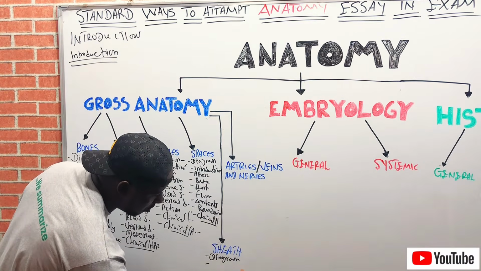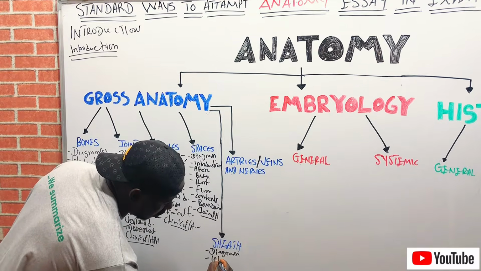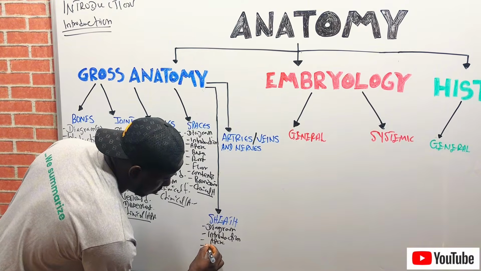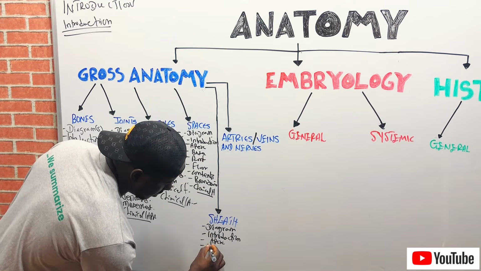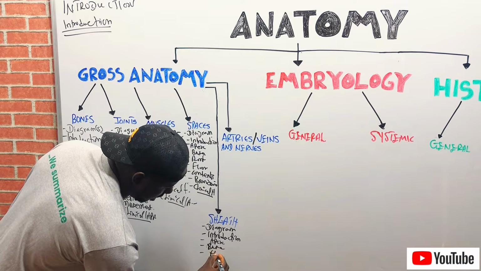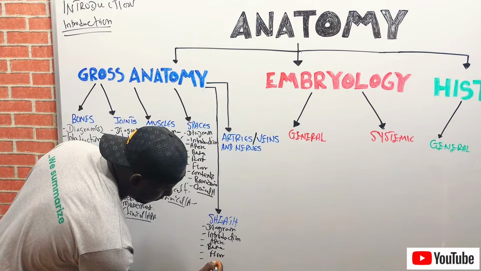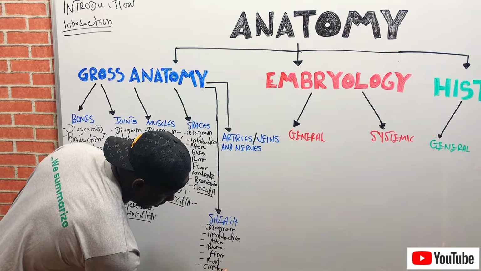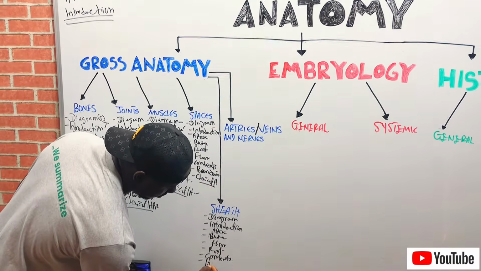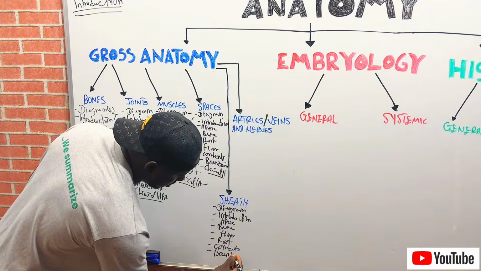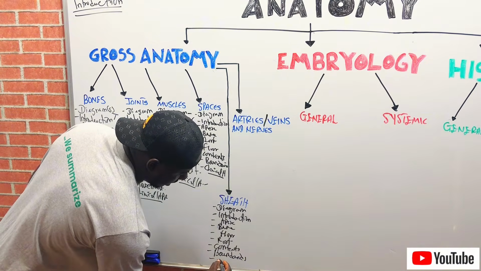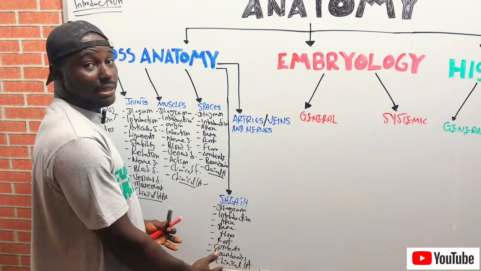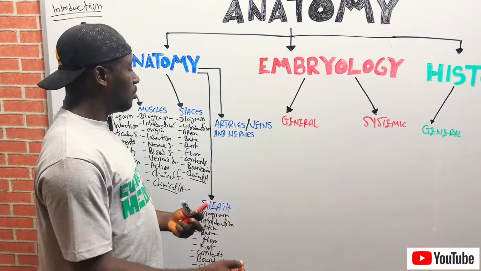We have introduction, we have apex, we have the base or the floor, we have the roof, we have contents of the sheet, we have boundaries. Finally is clinical/applied anatomy. So you can see that they share similar outlines with spaces, right?